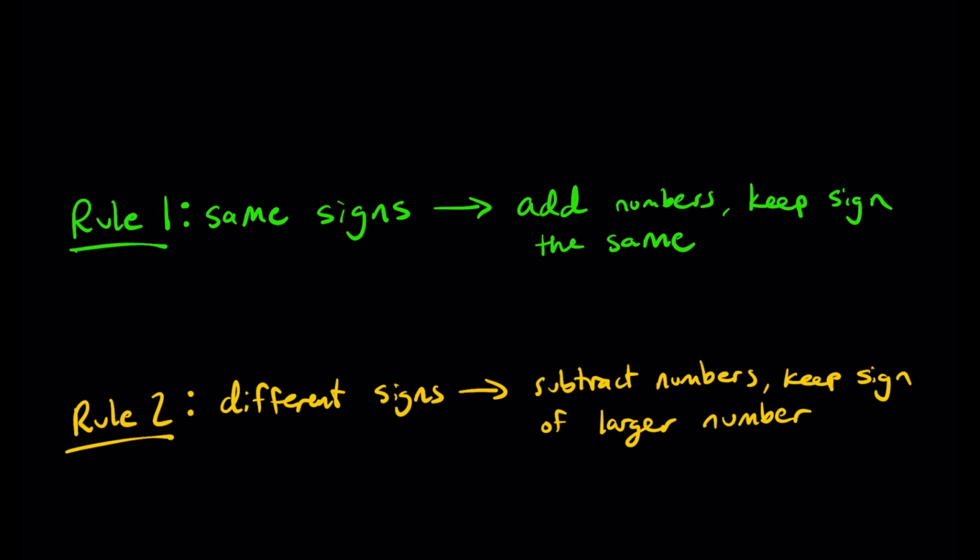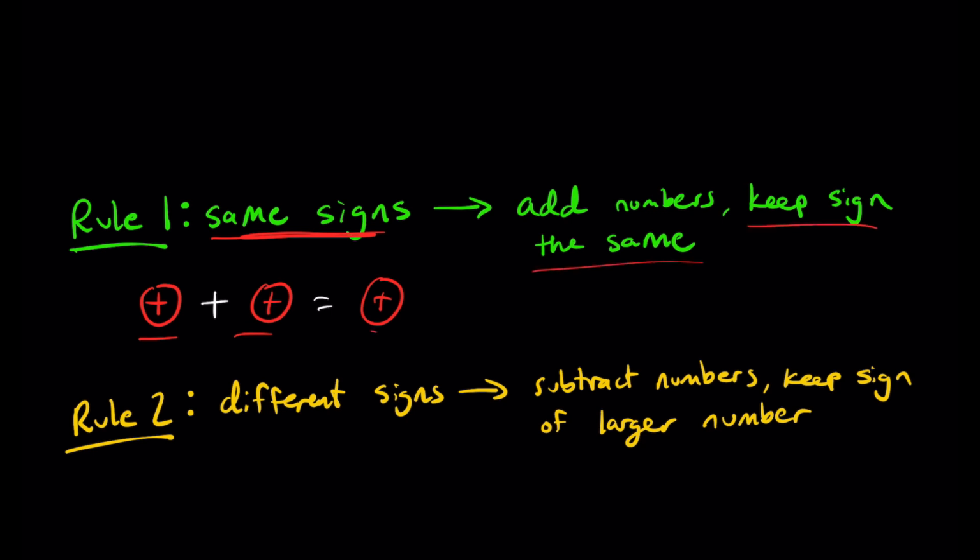So the first rule is that if the numbers have the same signs, just add the numbers and keep the sign the same. So what this would look like is if we added 2 positive numbers, like this, a positive number plus another positive number, what we'll get is a positive number, right? If the 2 numbers have the same signs, we're just going to add the numbers, but we're going to keep the sign the same. So our answer is going to match whatever the signs of the 2 numbers that we're adding have.